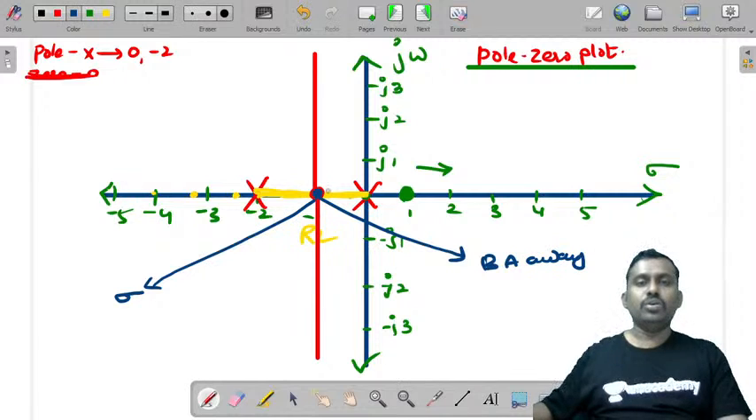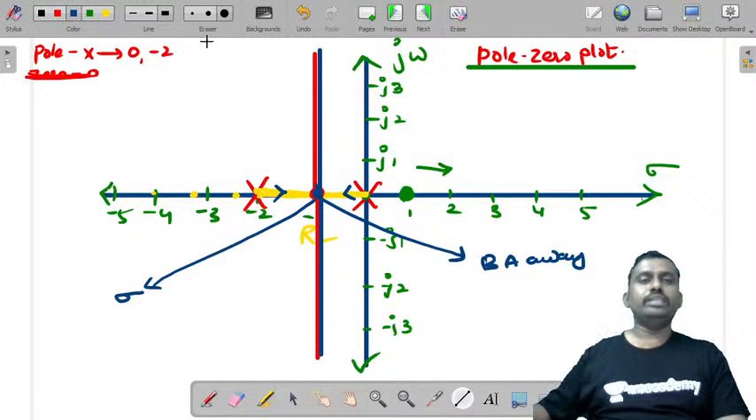So the root locus starts from this pole, and it is guided by this asymptote, so it will go along with this. It goes along this, but I am representing it just aside. So this is the root locus path. Hope this concept is clear.